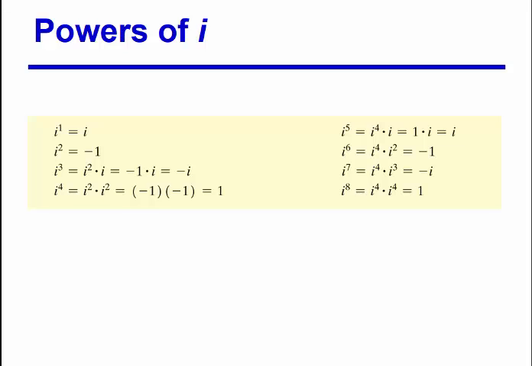And then what happens is that you can see the pattern repeat itself. So first we start with i, and then negative 1, then negative i, and then 1, and that pattern repeats in every fourth. So i to the fifth is equal to just i, i to the sixth is equal to i squared, i to the seventh is the same as i to the third, and i to the eighth is the same as i to the fourth.